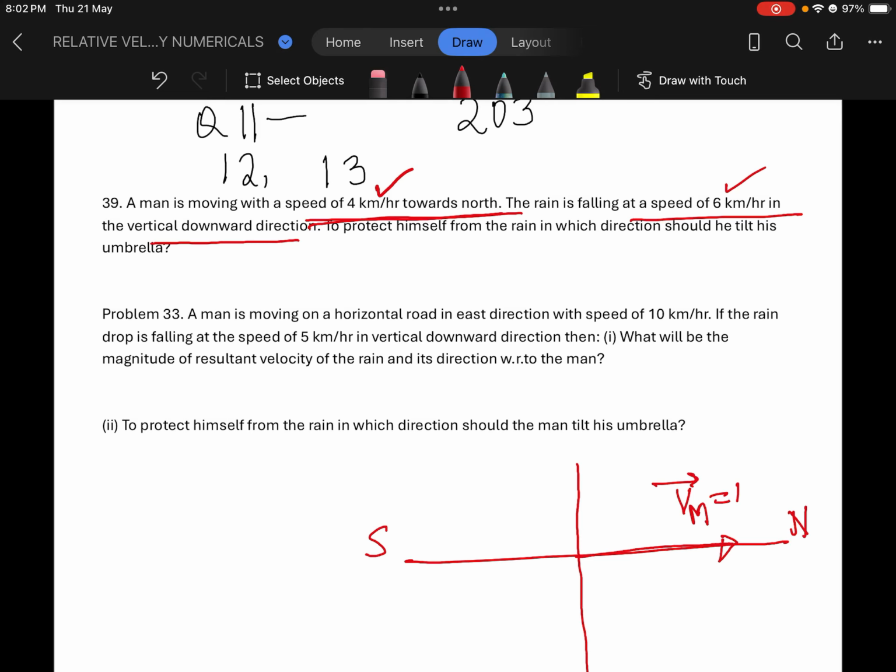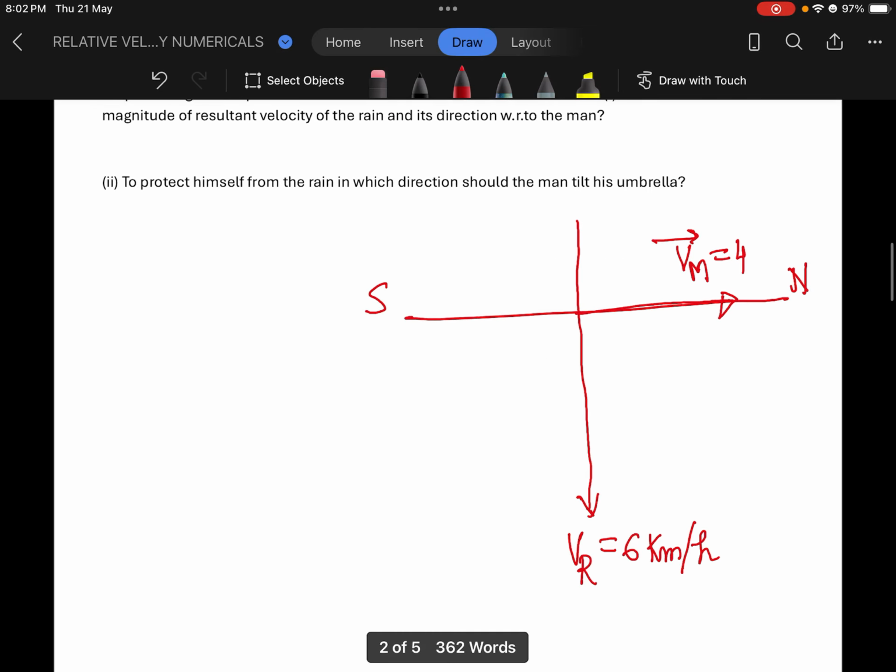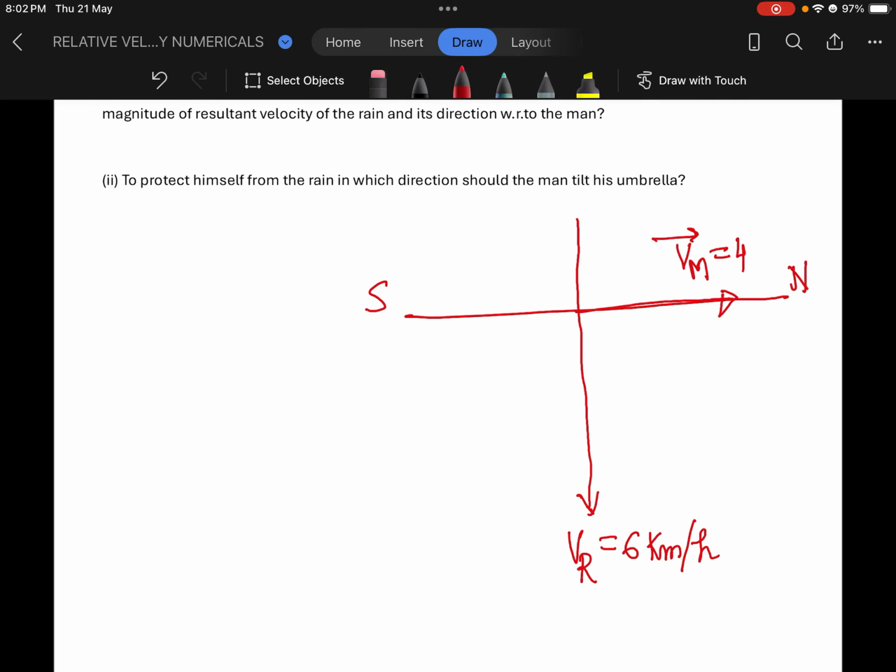This is the 4. 4 means 4 kilometer per hour. Now in which direction should the man keep his umbrella? So suppose the man is standing. If the man is standing, then in what way will he keep his umbrella? He will keep the umbrella in this way, because the rain is falling vertically downward.